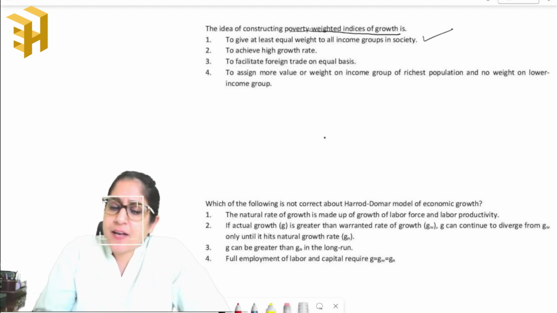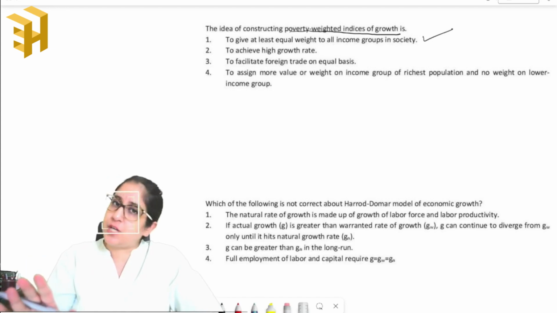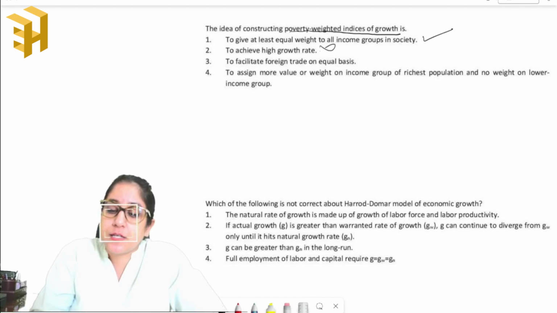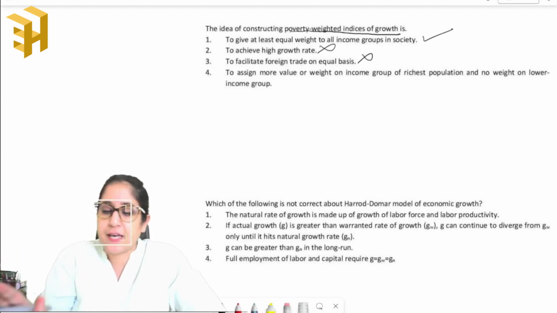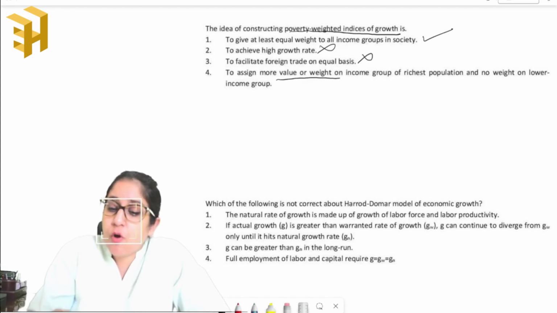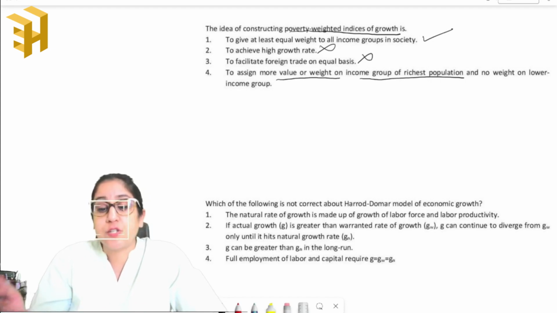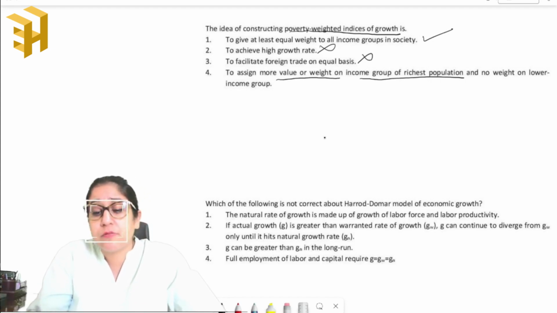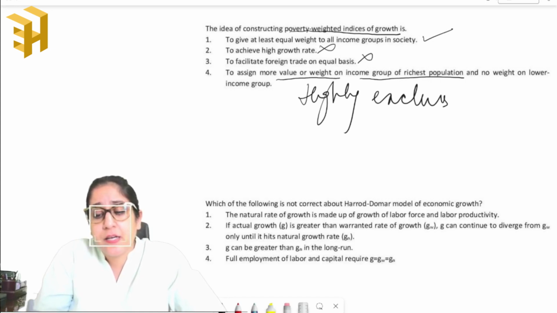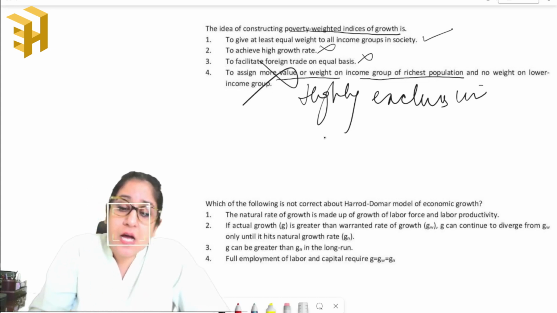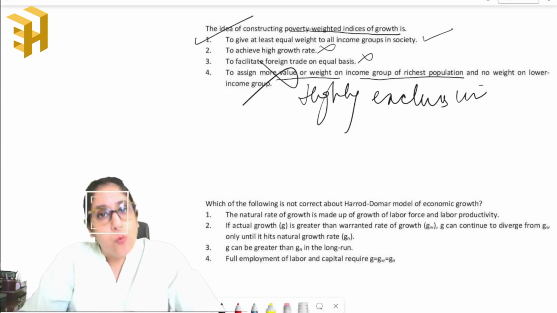Okay, achieve high growth? No, this has a social objective. It does not have an economic objective basically. To facilitate foreign trade on equal basis? No, we are not talking about foreign trade here. To assign more value or weight on an income group from the richest population and no weight on lower income groups? Not at all. This will make the society highly exclusive rather, right? So a big no to this. So the correct answer here is option 1.